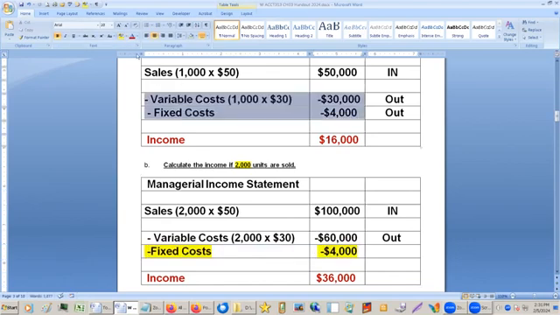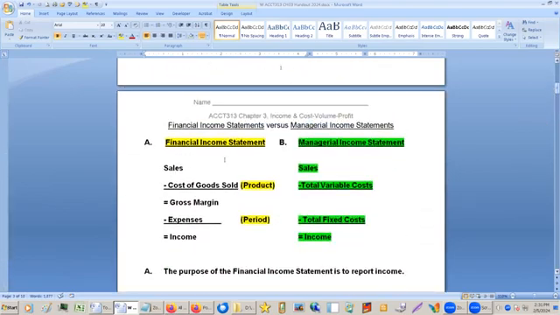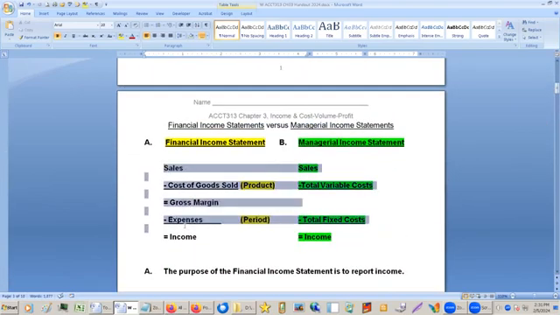And so this is why we can actually use this method, this managerial income statement, to figure out what's going to happen. We can do what ifs. What if we sell 1,000? What if we sell 2,000? And this is something you cannot do with this financial income statement.